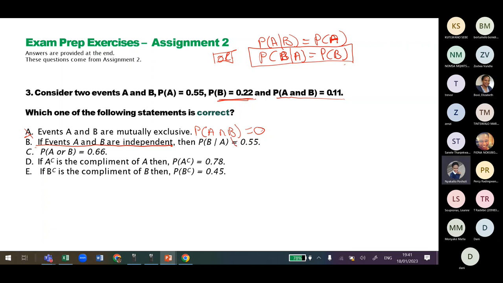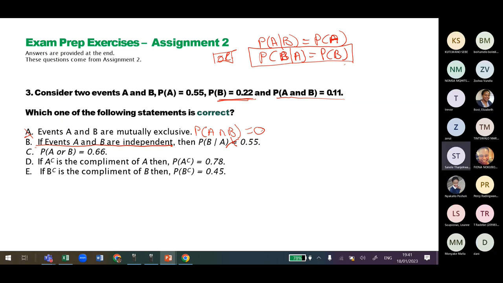So that is not correct, right? Because the probability of B is 0.22. And that is incorrect. So with basic probabilities, you need to know your probabilities.